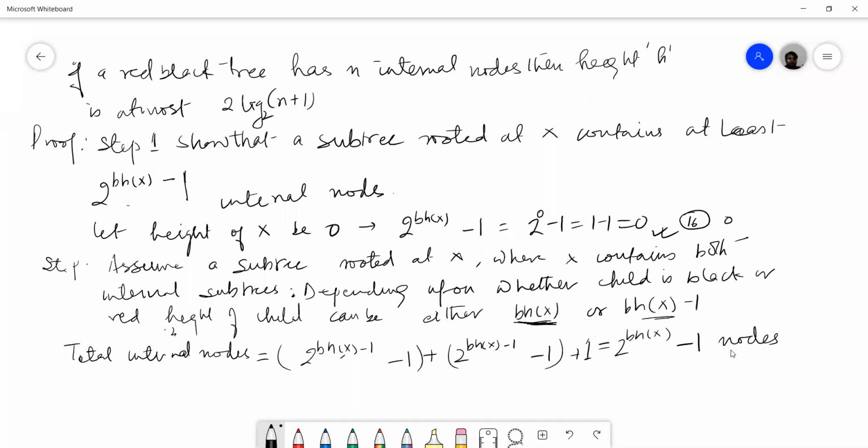Because suppose if the child is red, then obviously it will have one node less. So the height of this child will be 2 to the power bh(x) minus 1 using this formula. Here the height was bh(x), the black height of x. Here the height is black height of x minus 1. So these are the total minimum number of nodes.